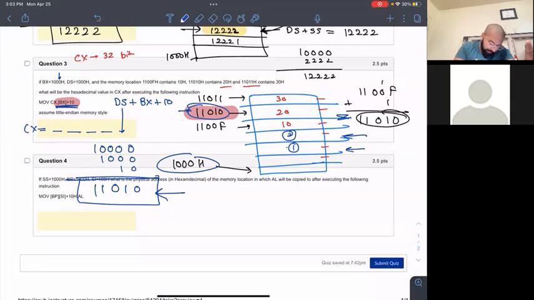This means the lower bits will be filled with 20. But what about these two 8-bit parts? What will happen to them? They'll get filled by the value right above this memory location, which is this one, and at this memory location we have the value of 30. So at the end of this instruction, CX will have a value of 3020. I hope that makes sense.